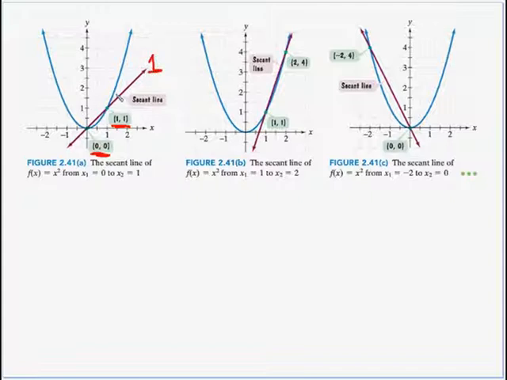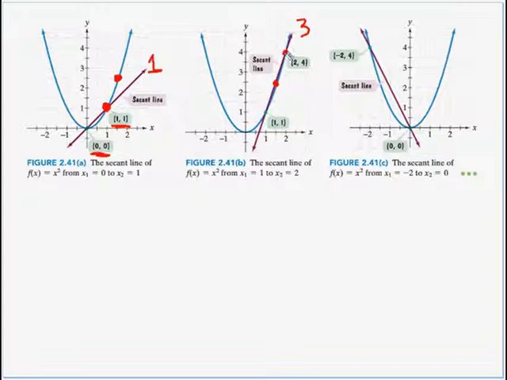Now, as we move along up the parabola, that secant line will get steeper. This will be our left endpoint, and we're going to pick another point up here for the second interval, 1, 1 and 2, 4, and we find the slope between there, and it got much steeper. Slope of 3. We'd have to go up 3 and over 1 to get to the next point. 1, 2, 3 over 1. The slope got steeper.